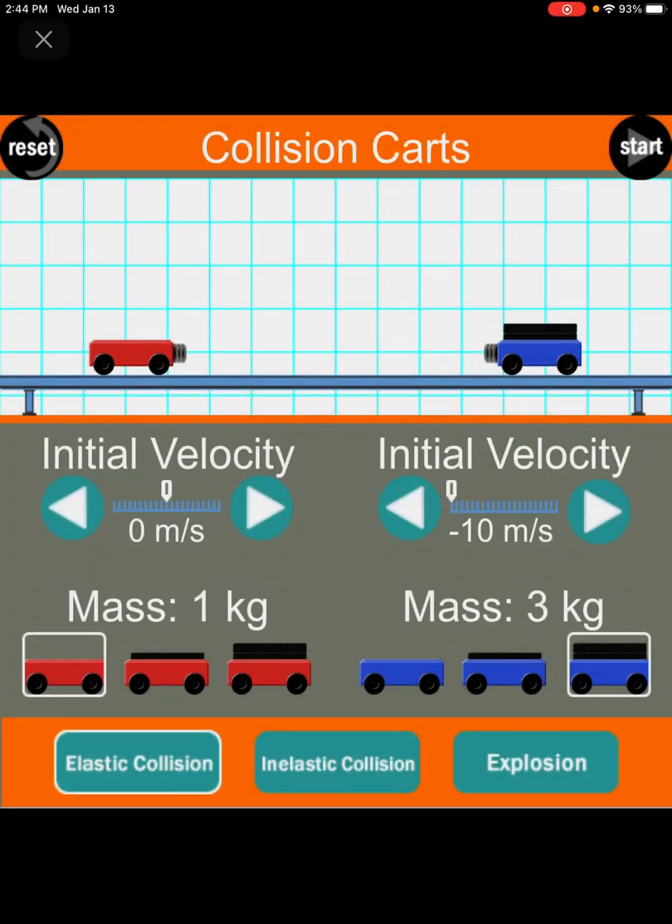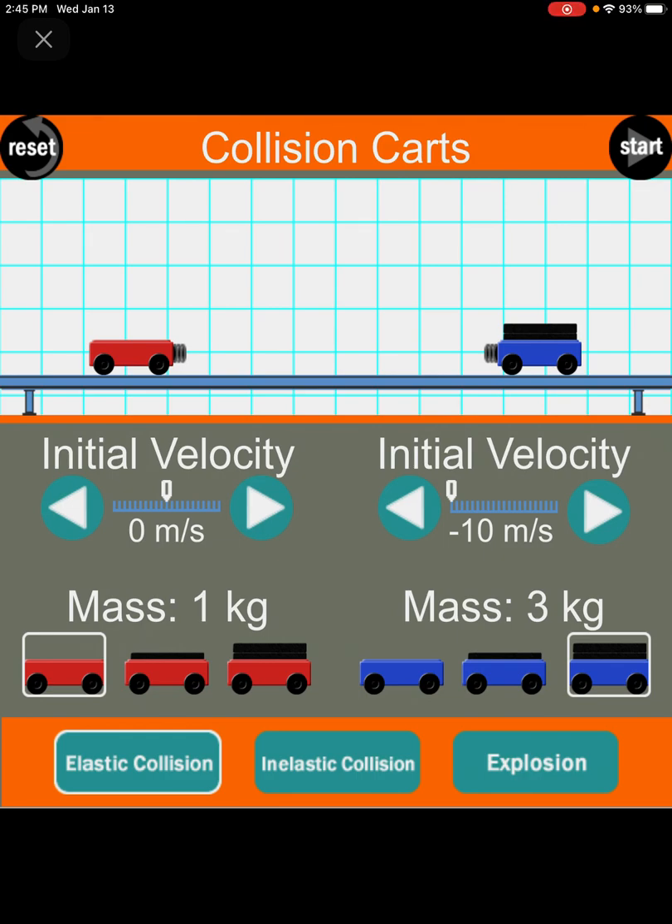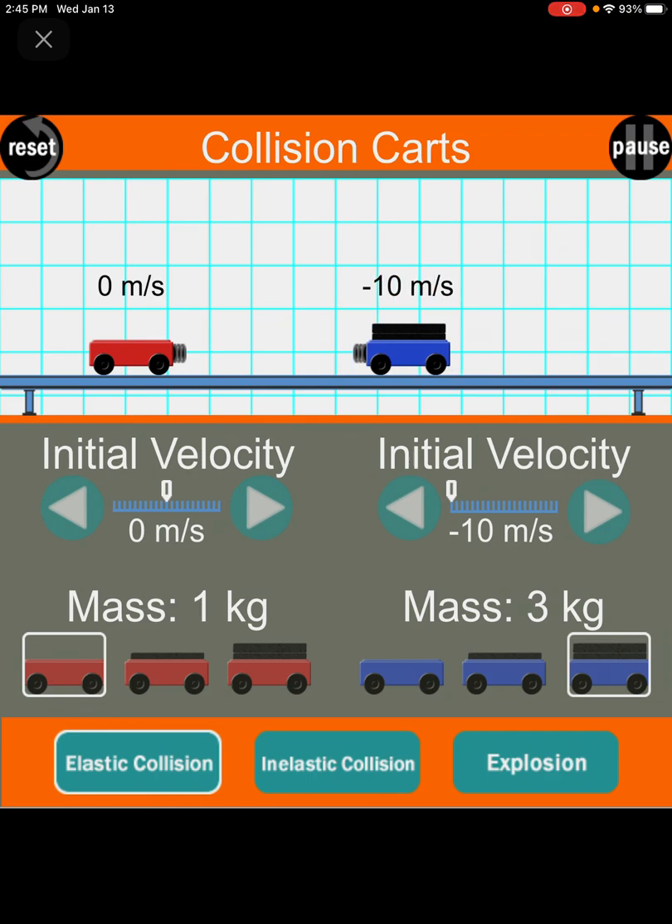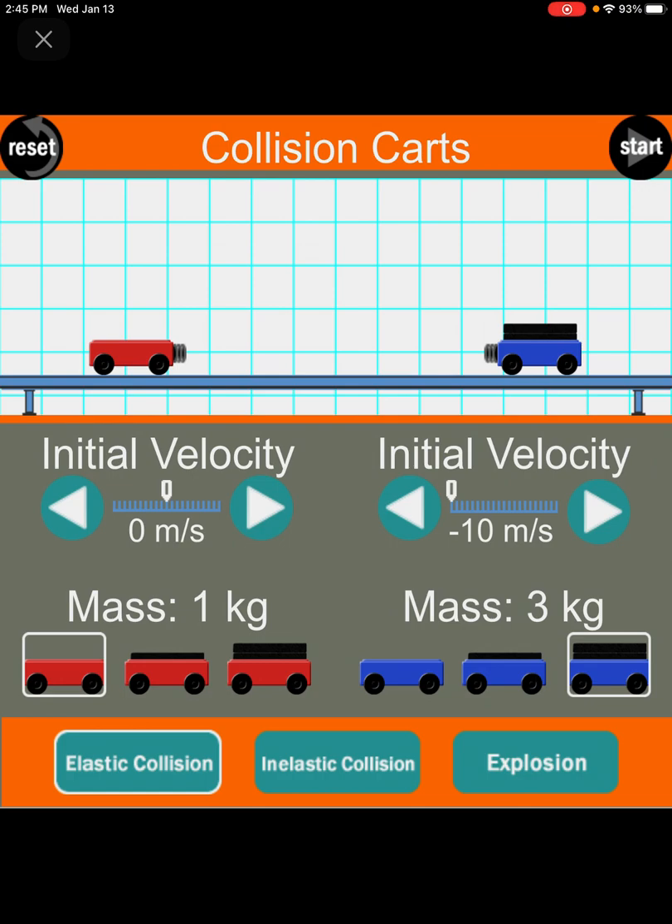Today we're going to talk about collisions, and I'm going to show you what happens when this massive car of 3 kilograms runs into this red car of 1 kilogram that's originally at rest. Let's watch them hit. So the one moving at 10 meters per second to the left has a negative 10 velocity. The one that started off at rest, the red car, started off with a velocity of 0.